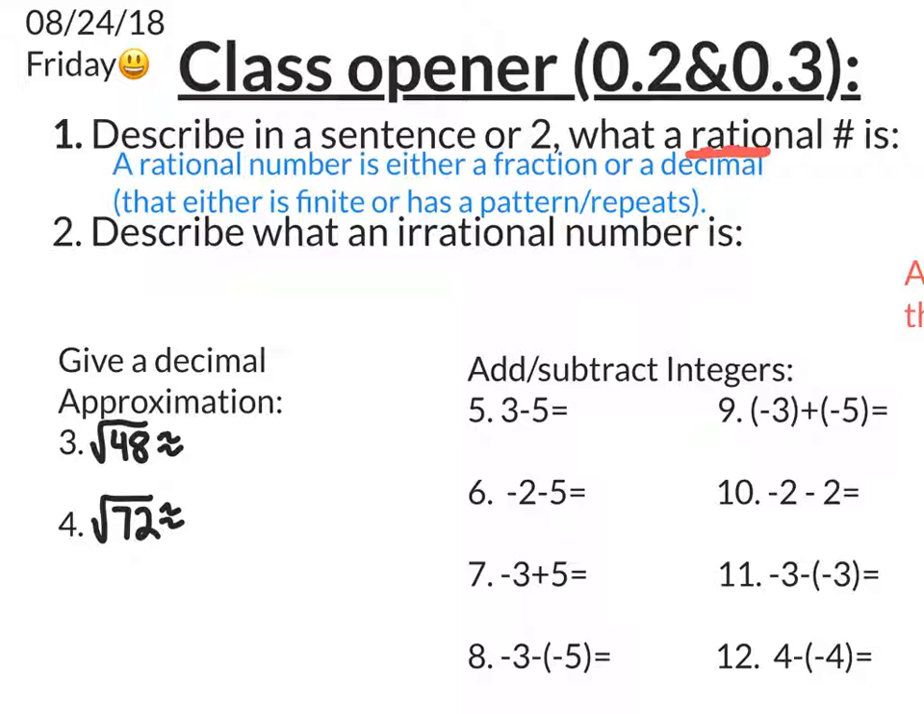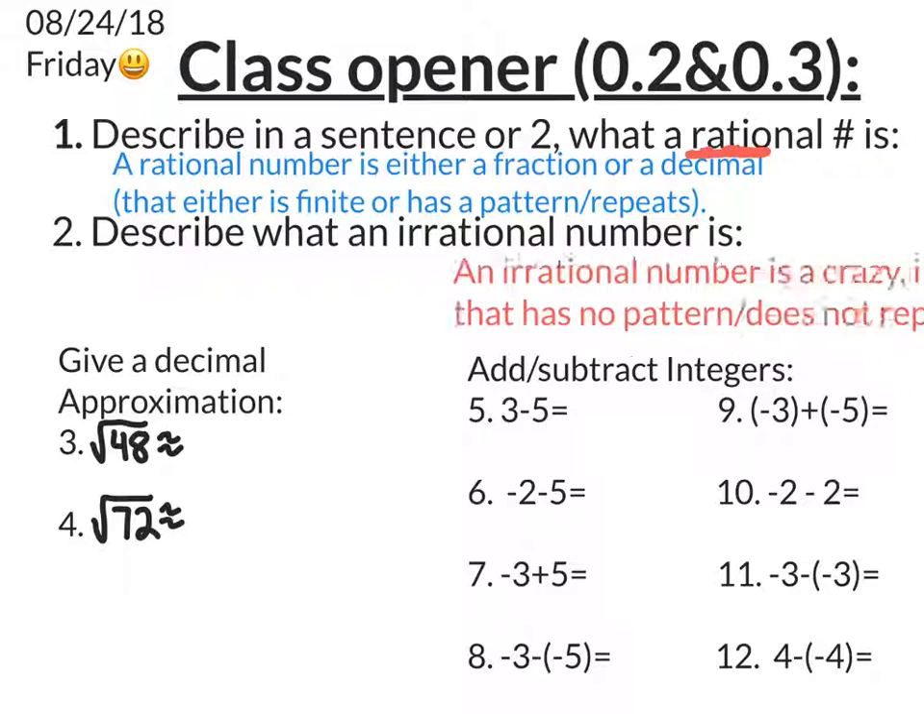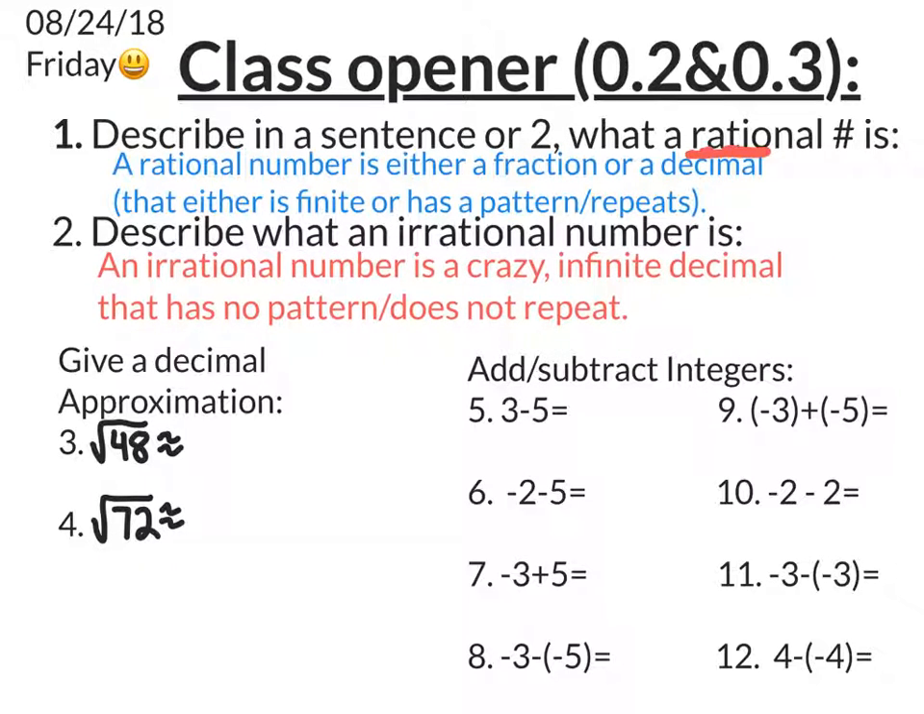It goes on forever. There is no pattern, there is no repetition, because if there were a pattern or repetition, you could technically rewrite it as a fraction. So my definition right here, and you don't have to copy this down as long as you get your understanding of what an irrational number is: an irrational number is a crazy infinite decimal that has no pattern, it does not repeat. Okay, so like pi is a good example.